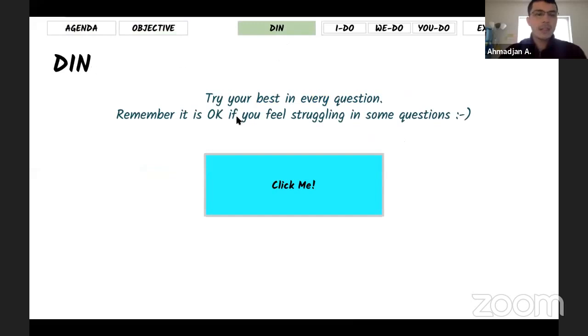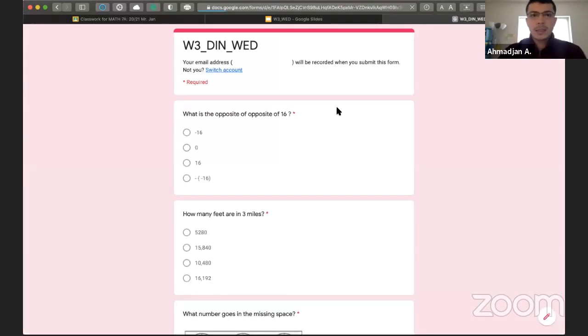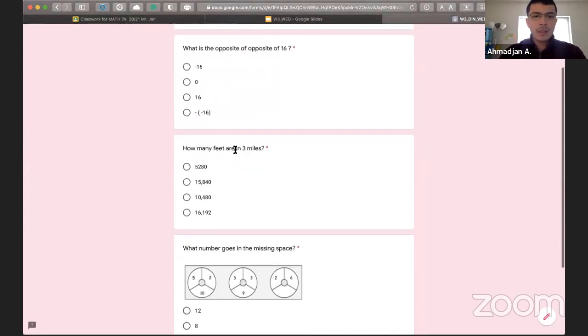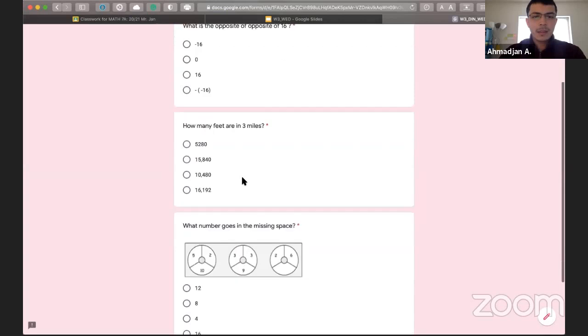Let me see if you guys are still doing the do now. It's a review from last week again. What is the opposite of 16? There are two right answers, by the way. When you simplify it, it is the opposite of 16, and the other is just a mathematical way to write it. The next one is, how many feet are in 3 miles? So you need to know the conversion between miles and feet.